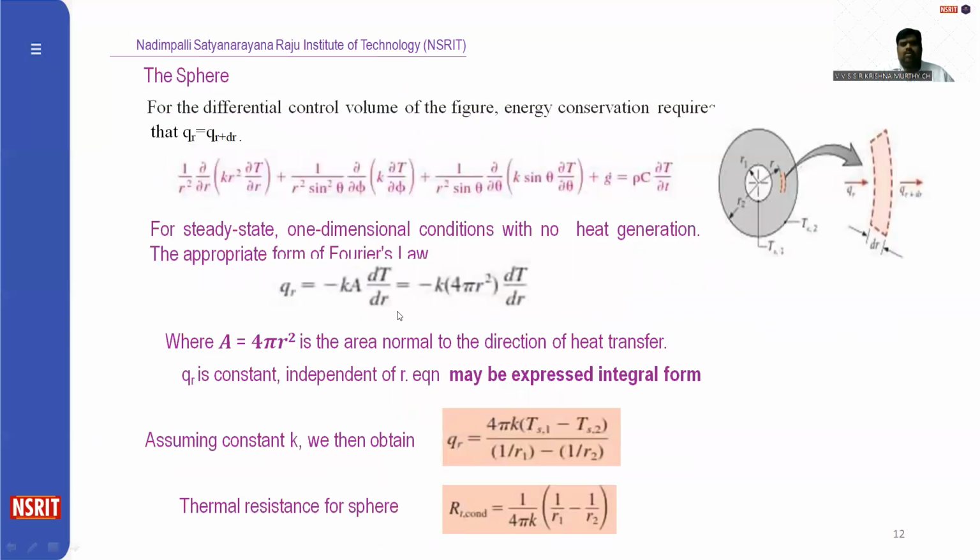Similarly for a sphere, actually this is out of the syllabus, but this is your generalized heat conduction equation. We will consider only the first term because we are considering only one direction. The second and third directions will be 0, assuming steady state and no heat generation. The simplified equation will be like this. On integration of this, I get Q of r is equal to 4 pi k into (Ts1 minus Ts2) by (1 by r1 minus 1 by r2). Try to practice this, so that it will be helpful for your further studies.